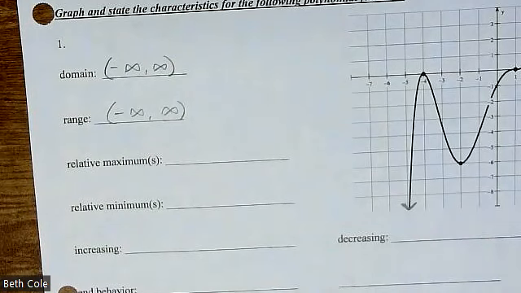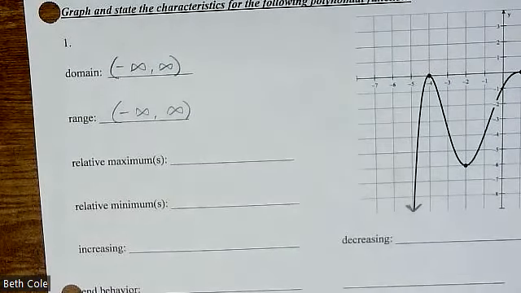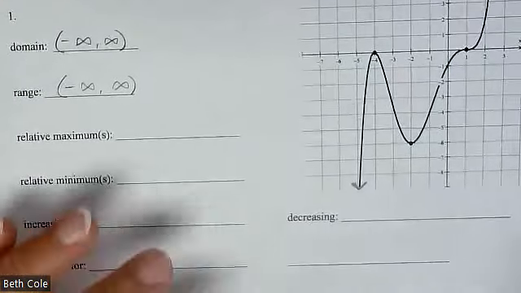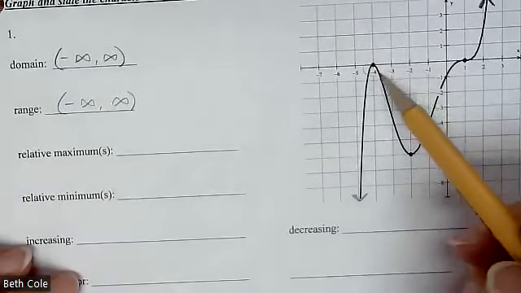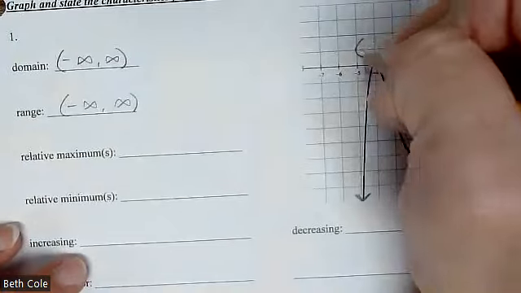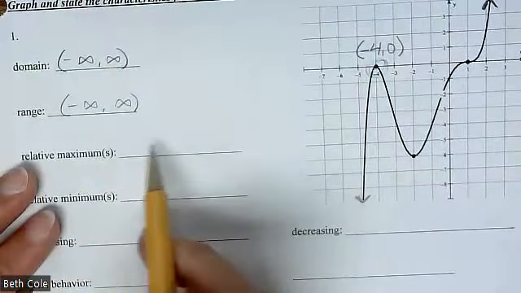All right, relative maximums. And see how there's maybe an S there? You could have more than one. It's the top of the hill. So it goes up, turns around, and comes back down. Do we have a top of the hill kind of point here? Yes, this one right here. If you want to label it, it's the point (-4, 0). But how will I write it on my answer line?